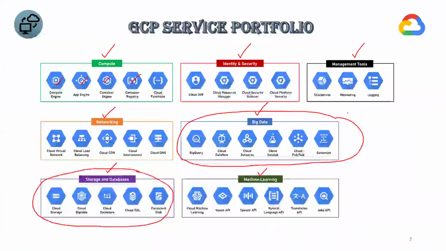Sir, I have a question. Are all these services paid services, or are some of them free? All of these are paid services, yes. Pay as you go. Yeah, pay as you go model. Yes. Okay.